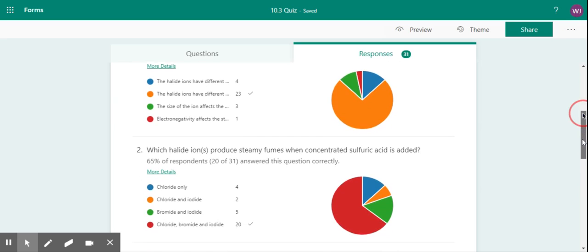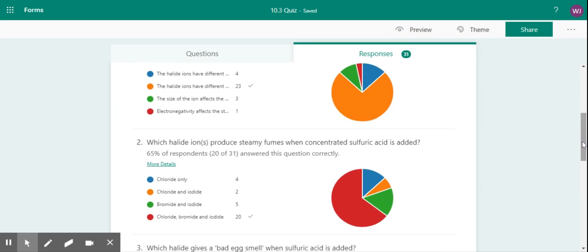Question 2, which halide ions produce steamy fumes when concentrated sulfuric acid is added? Over half of you got this right, but the wrong answers were quite evenly spread. The correct answer that I've highlighted there is chloride, bromide, and iodide. All of them give steamy fumes, and that's because it's the initial reaction that gives the steamy fumes. The steamy fumes are the HCl, the HBr, the HI, and that happens in all cases. It's just that for HBr and HI, there's a further reaction that occurs.